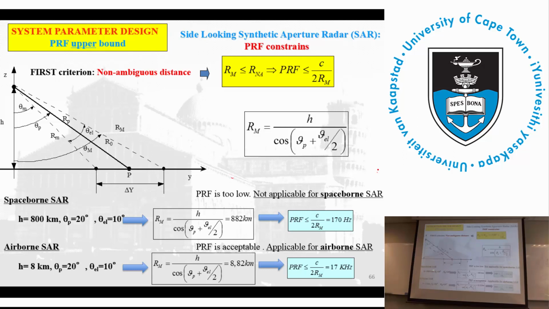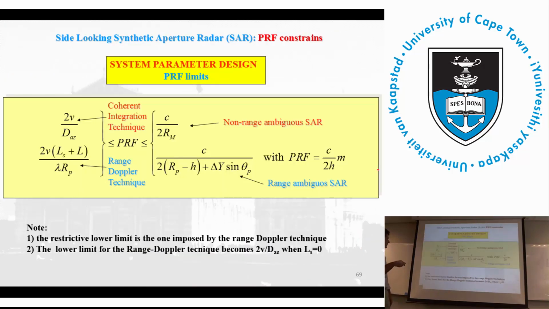Fine. For spaceborne SAR, H is 800 kilometers. Let's say theta p is 20 degrees, theta elevation 10 degrees. Well, Rm is 882 kilometers. In this case, the PRF should be less than 170 Hertz. 170 Hertz is a very small PRF. Now, let's not forget that PRF has to be greater than this value here. And we had an example before where this value was about 500. Right? It's 250 times 2, which is 500 Hertz.